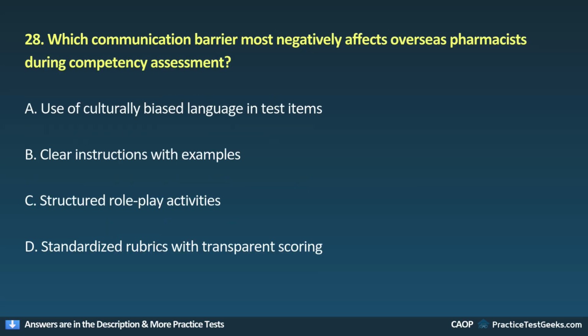28. Which communication barrier most negatively affects overseas pharmacists during competency assessment? A. Use of culturally biased language in test items. B. Clear instructions with examples. C. Structured role-play activities. D. Standardized rubrics with transparent scoring.